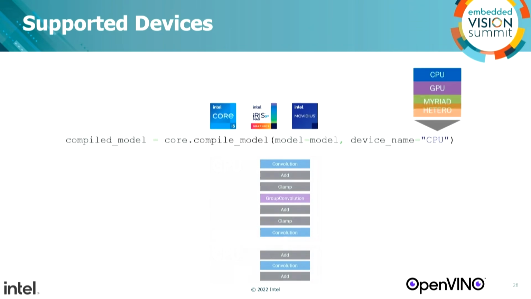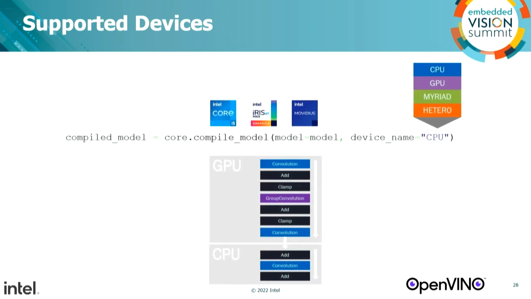What if you want to do something else? What if you want to get higher throughput? What if you have certain operations in your model that run faster on the CPU and other operations in the model that run faster on a GPU? Well, what you can do is use this magical hetero device plugin that will automatically partition your model and then run certain operations that run faster on the CPU and other operations on the GPU. So that's one way to get higher throughput.